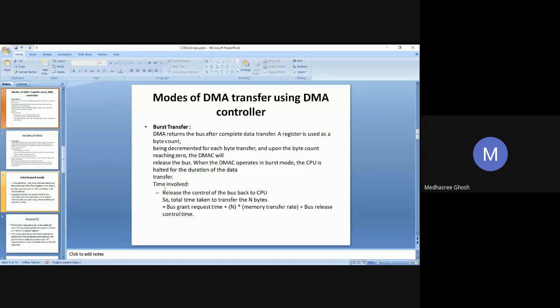Again, I am repeating. Burst transfer mode has a chunk of data and a register which keeps the count of bytes for the DMA controller to transfer the data. The register counts the bytes 1, 2, 3, 4. Suppose I have 100 bytes to be transferred. When 1 byte is transferred, the count decreases to 99. Then 1 more byte is transferred, and it decreases to 98, then 97, 96, 95.